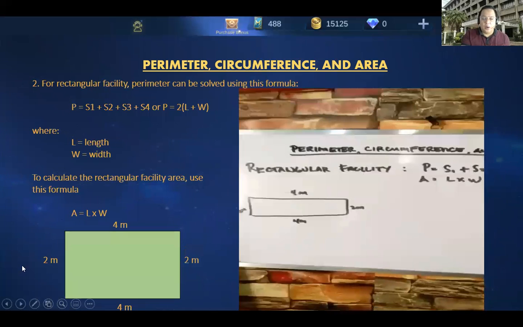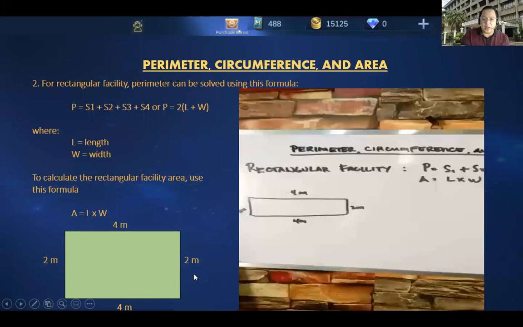Now, for the computation for the rectangular facility, the perimeter can be solved using this formula. P is equal to S1 plus S2 plus S3 plus S4, or P is equal to 2 times (L plus W), where L is length and W is width. To calculate the rectangular facility area, use this formula: area is equal to length times width.